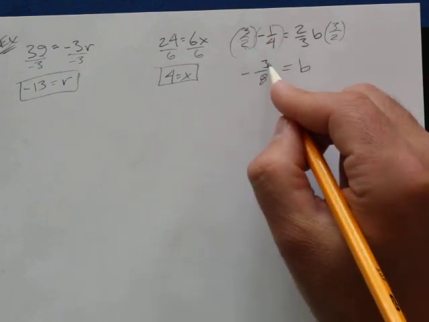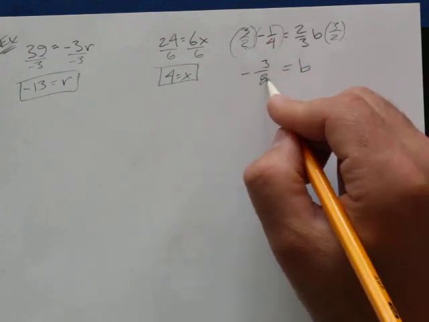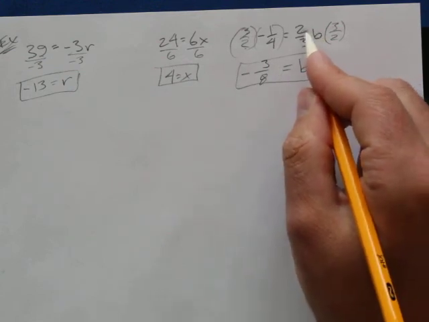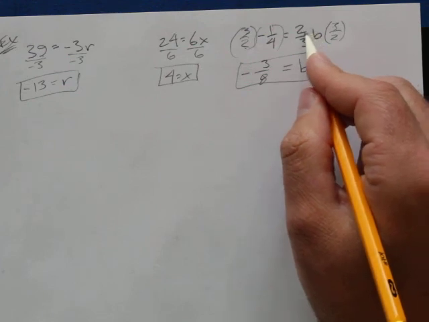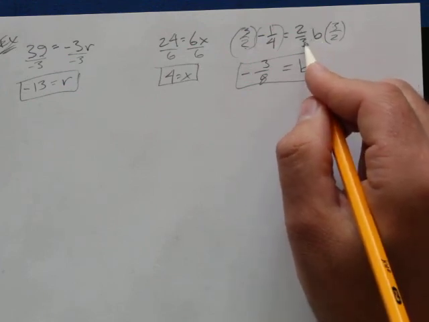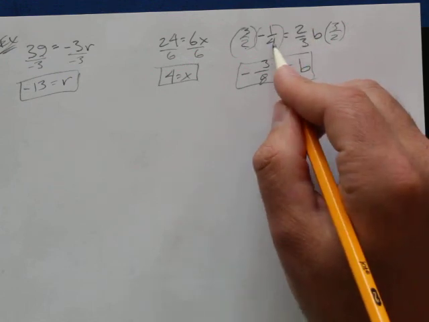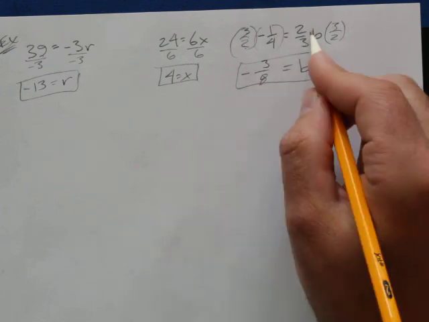b equals negative 3/8. If I plug that back in here, 2 times 3 is 6. 3 times 8 is 24. And if I reduce that down, it's 1/4. And it's negative, so negative 1/4.